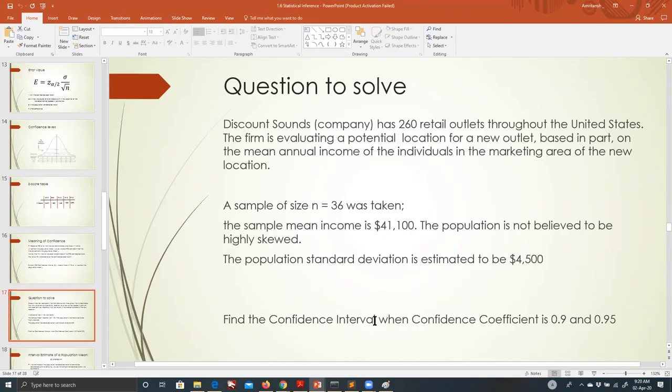So calculate this. So find the confidence interval. The answer I am looking for will be in the shape of mu plus minus error. So now you have to come up with two of them. In one it will be 0.9 and in the other 0.95. So it's a two-tail problem. Okay, two-tail.